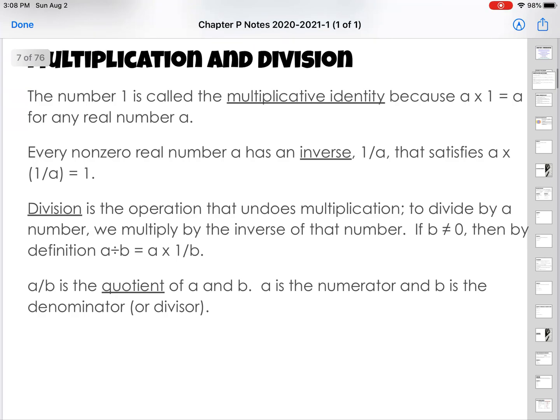All right, so multiplication and division, we know that the number 1 is called the multiplicative identity. Much like the additive identity, it does not change the original value. So when I multiply by 1, nothing happens.